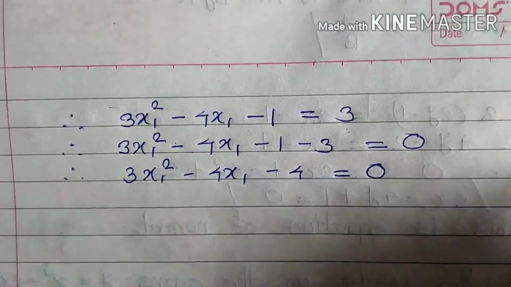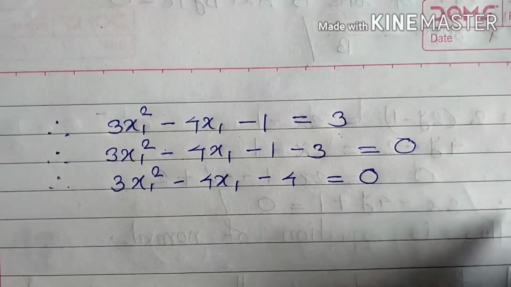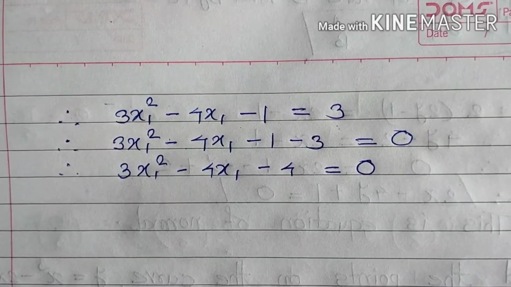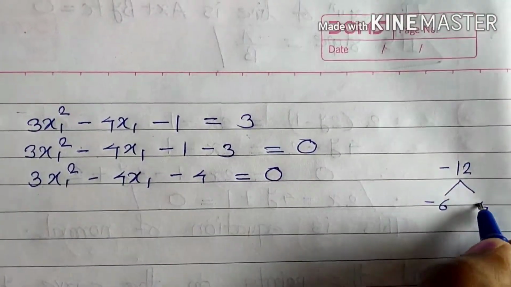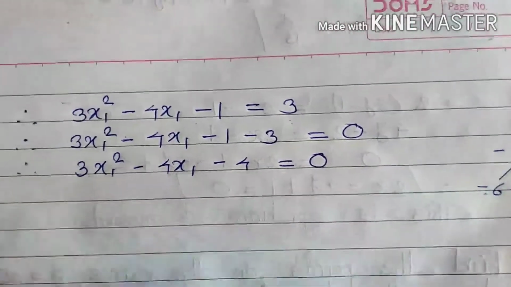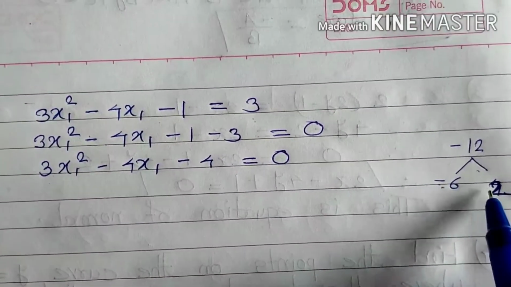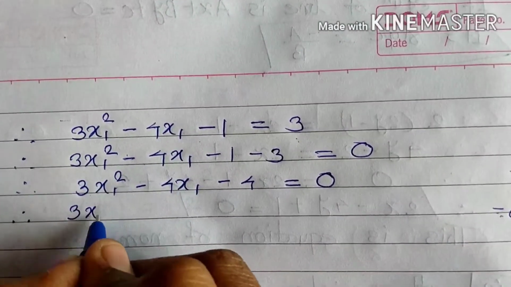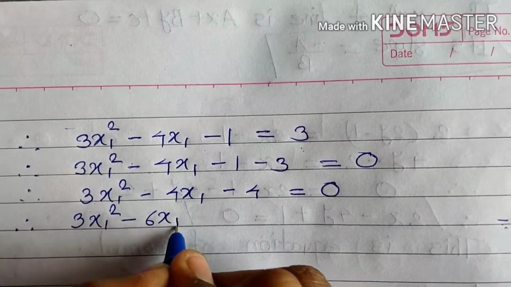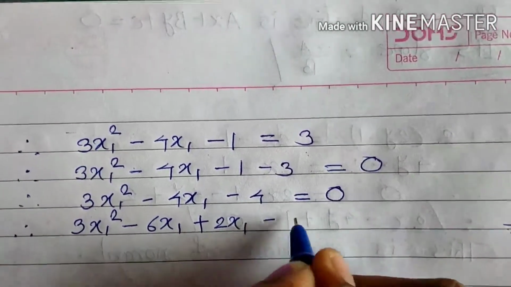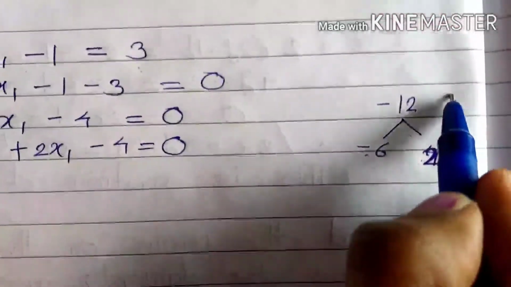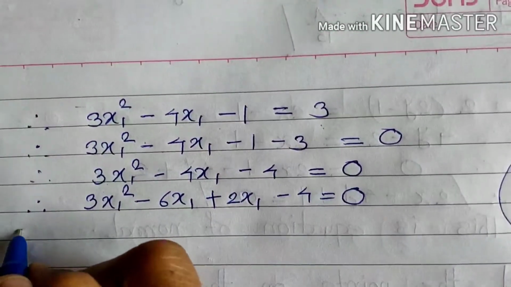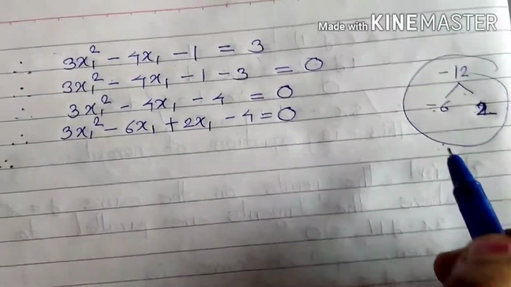So 4 into 3, 12, minus 12. So these factors are minus 6 plus 4. Sorry, here it is 2. 6 into 2, 12. So factors are minus 6 and plus 2. Therefore 3x1 square minus 6x1 plus 2x1 minus 4 is equal to 0. This is not needed to write. This is only for your understanding.